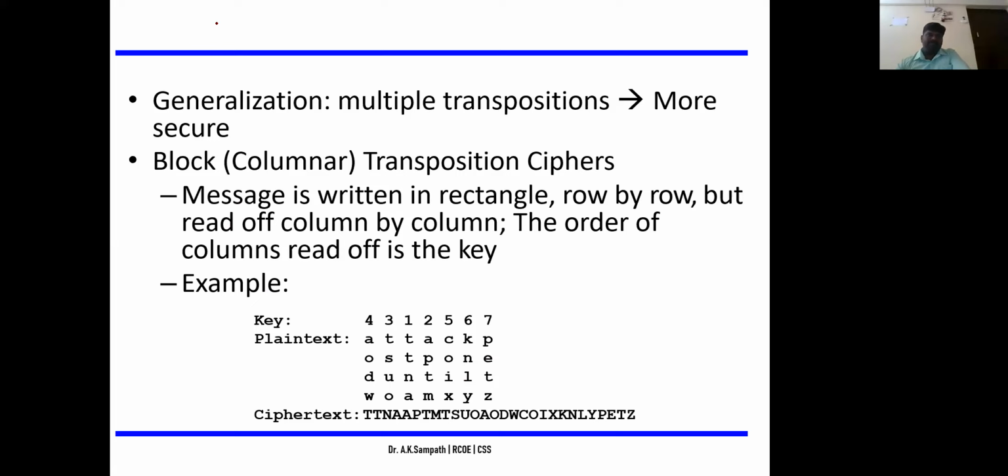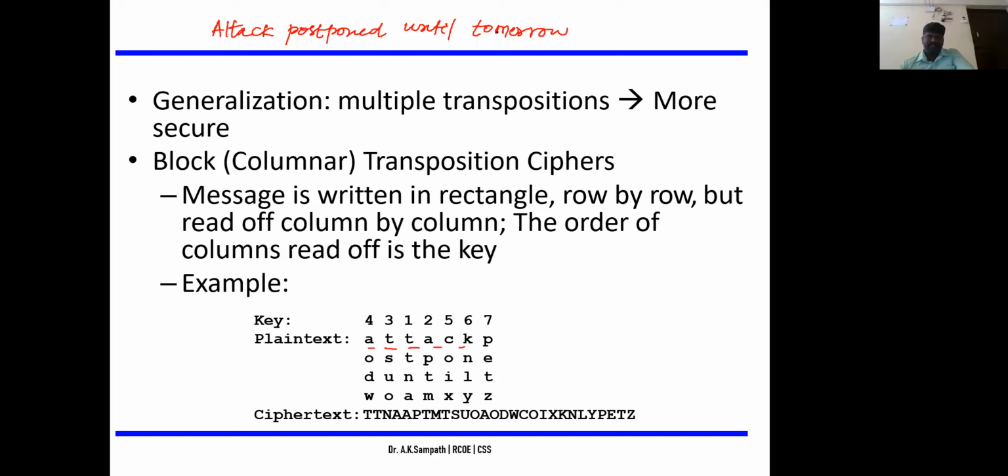The message which I want to transfer here is: attack postponed until tomorrow. Here I can randomly assign numbers to the columns: 4, 3, 1, 2, 5, 6, 7. Then I write the message one letter after another: attack postpone until 2 a.m. This is the message I interpreted.